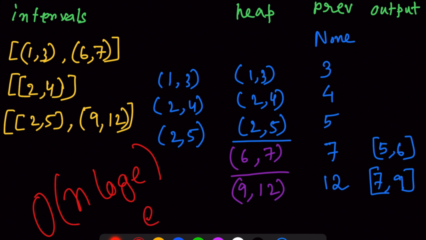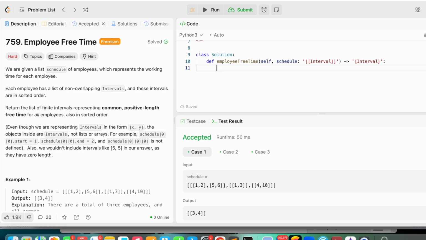And one thing here, E is always less than or equal to n. So there are E employees, right? Each employee will have at least one interval, right? So n will be at least E. If some employee is having multiple intervals, then n will be greater than E, right? So E is always less than or equal to n. So there is some improvement in this.